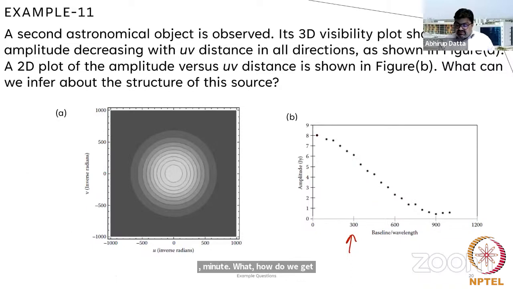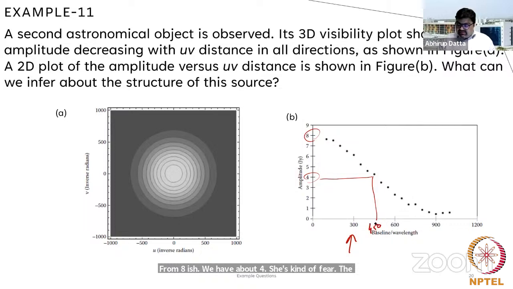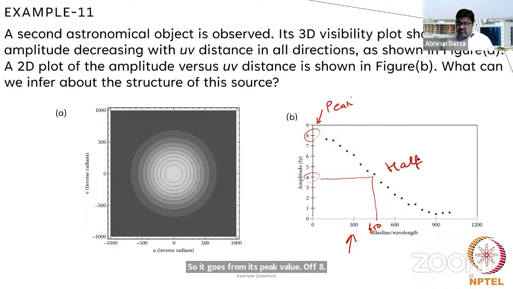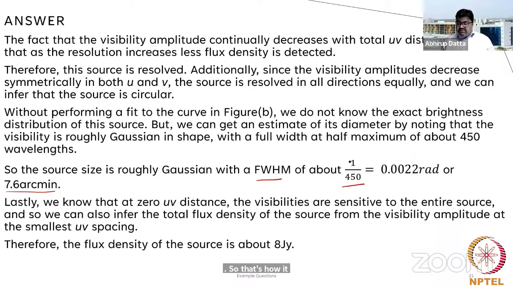It's from where it goes from 8-ish to about 4. So it's in the middle of 300 and 600. So that is 450. It goes from its peak value of 8 to its half power value of 4. So that's how it is calculated. So FWHM is about 1/this, so you get about 7.6 arc minute. And the peak flux is about 8 Jansky.